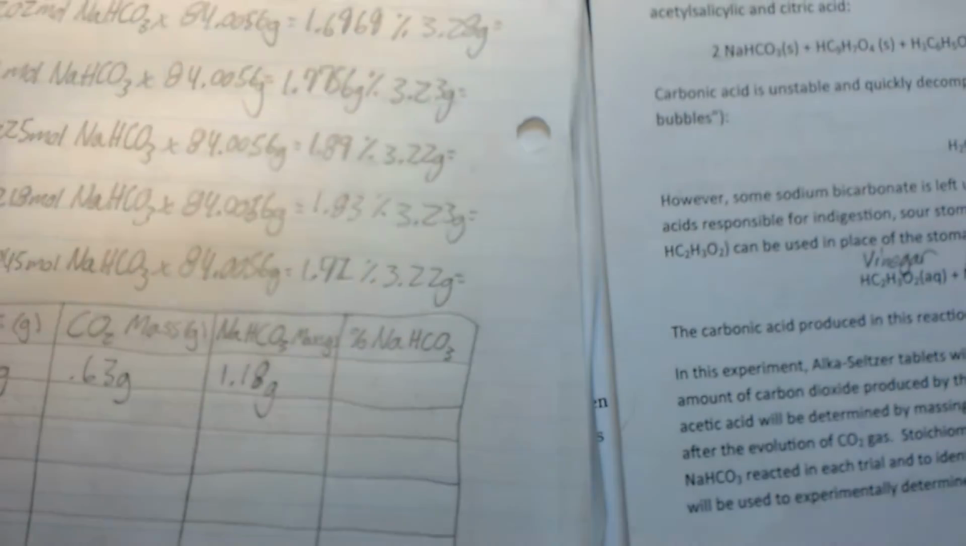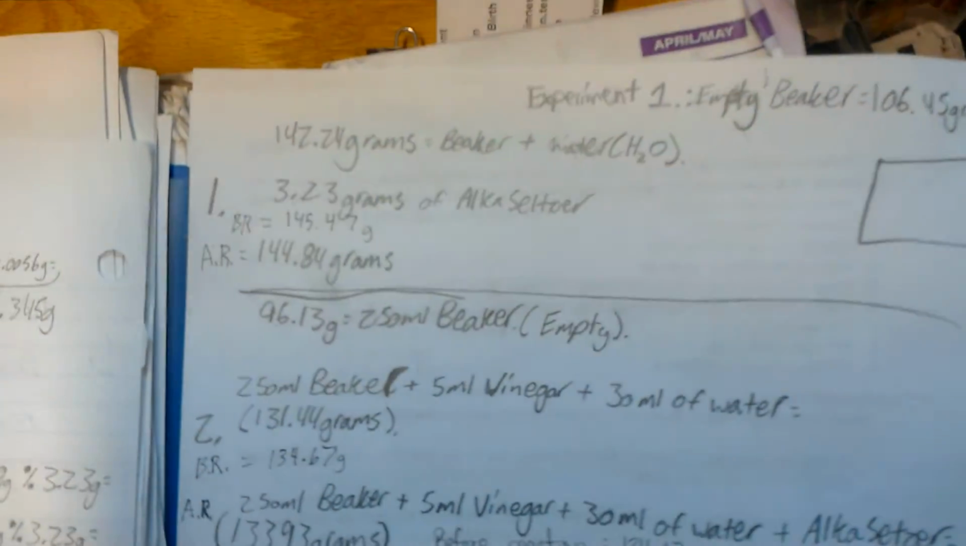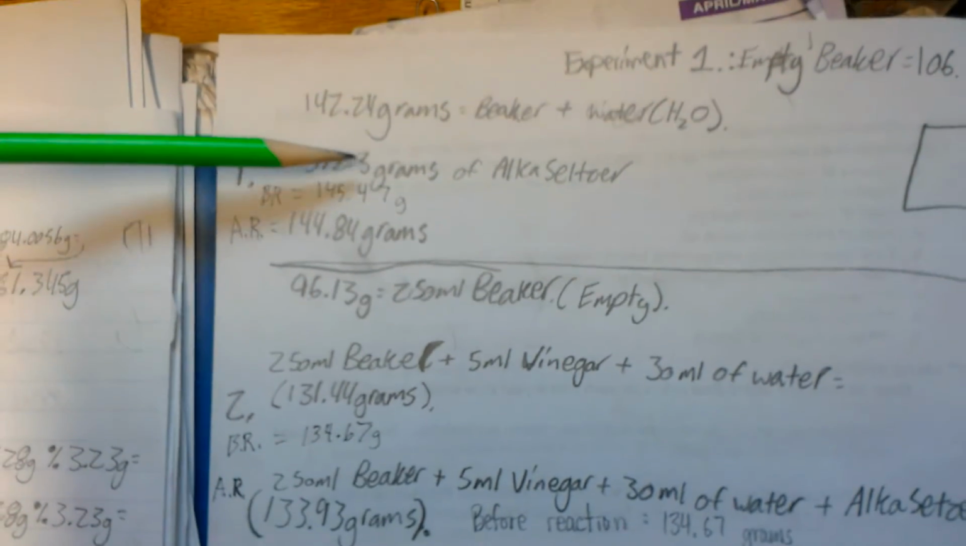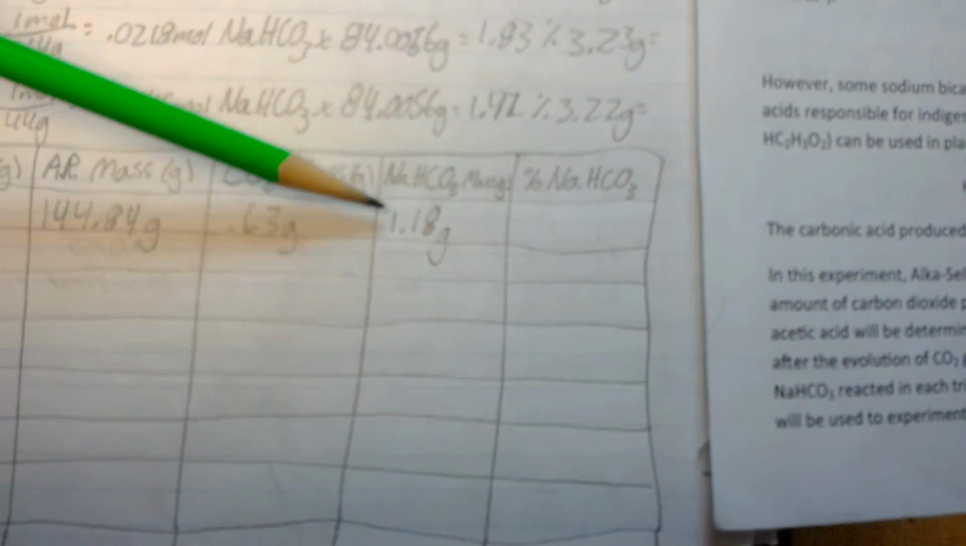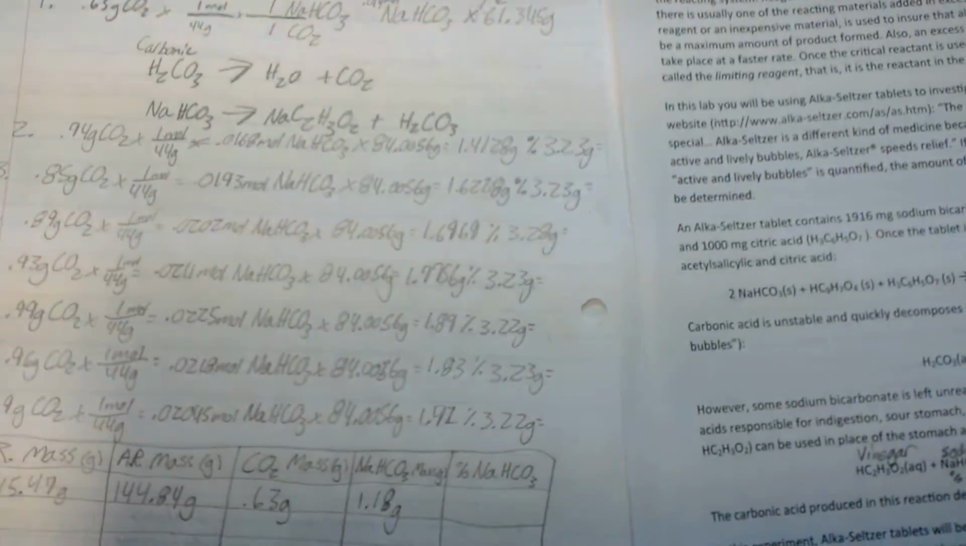So once you find the grams, you want to divide by the entire mass of the Alka-Seltzer. So in our example for our first trial, the Alka-Seltzer by itself was 3.23 grams. That's easy enough. So once you find the mass of the NaHCO3, just divide by 3.23 in our case to find the percent of sodium bicarbonate within the Alka-Seltzer. And in our case, it was roughly 36%.